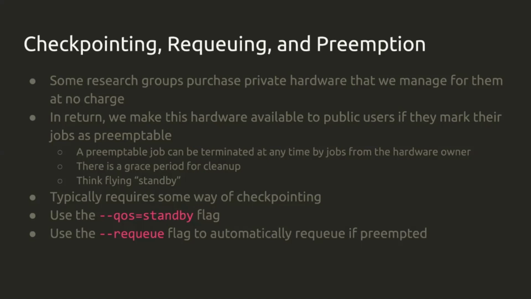If you're interested in using a preemptible job, you can set the QoS to be standby, and that'll make sure that your jobs can be scheduled on that private hardware. If you're interested in having your job requeue automatically if it's been preempted, you can use the --requeue flag. Those will both get handed to sbatch there.